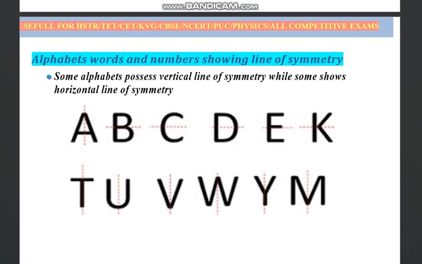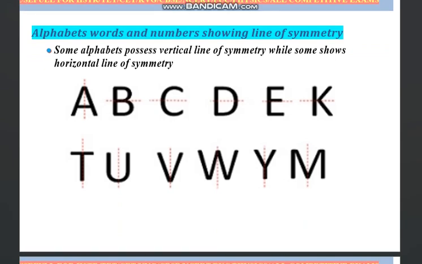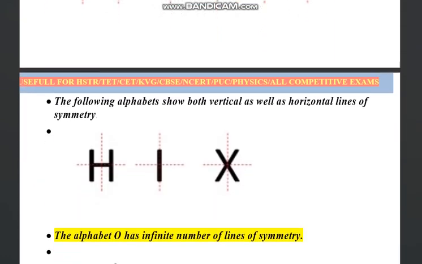Alphabets, words, and numbers showing the lines of symmetry. Some alphabets possess vertical lines of symmetry, some possess horizontal, and some possess both vertical and horizontal. A has a vertical line, B is horizontal, C is horizontal, D is horizontal, E is horizontal, K is horizontal. Like this we have others. Those have only a single line of symmetry.